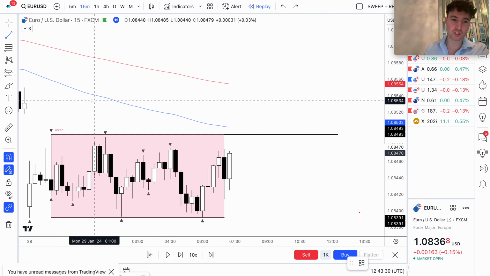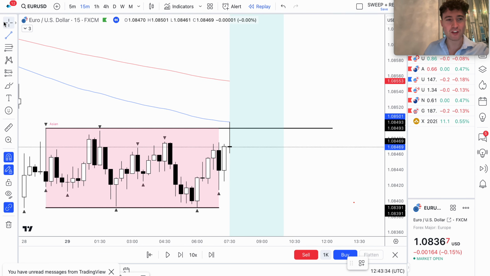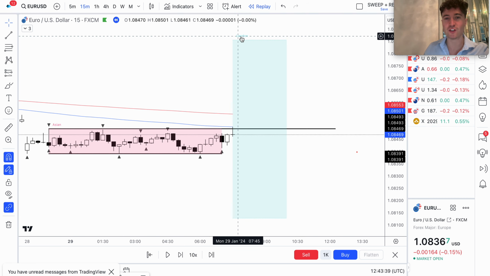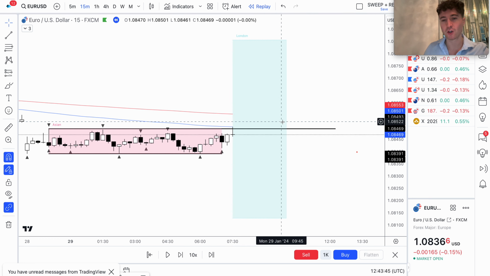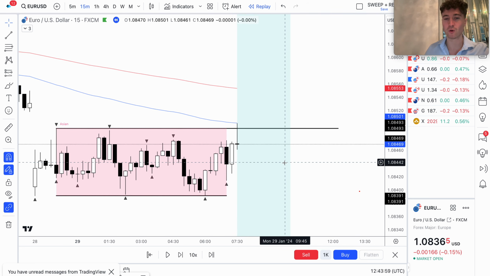So let's just fast forward this on, and you can see this blue shaded area here, if we zoom out a little bit, is the London session. Between 07:30 a.m. GMT up until 10 a.m. is the volatile session that I'm looking at trading. The reason why is because that's when we expect the most amount of volume to come into the markets.